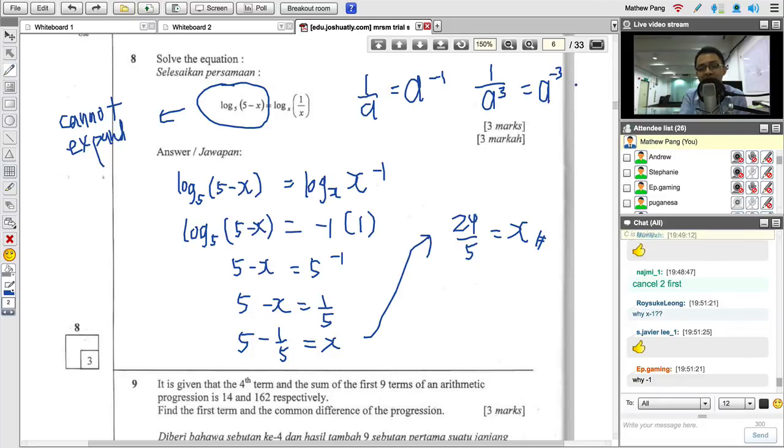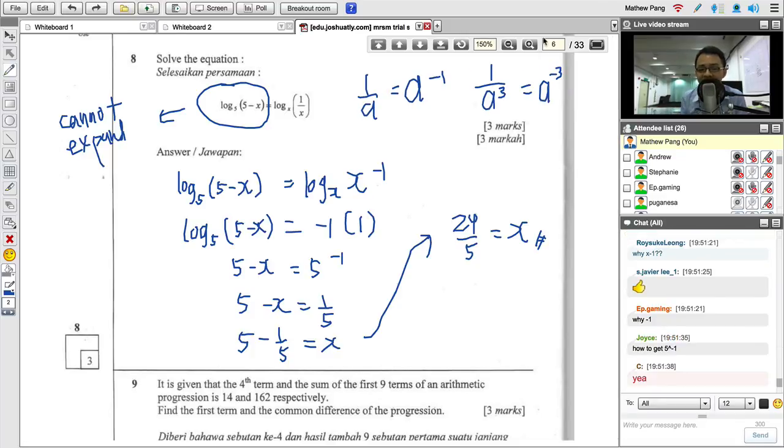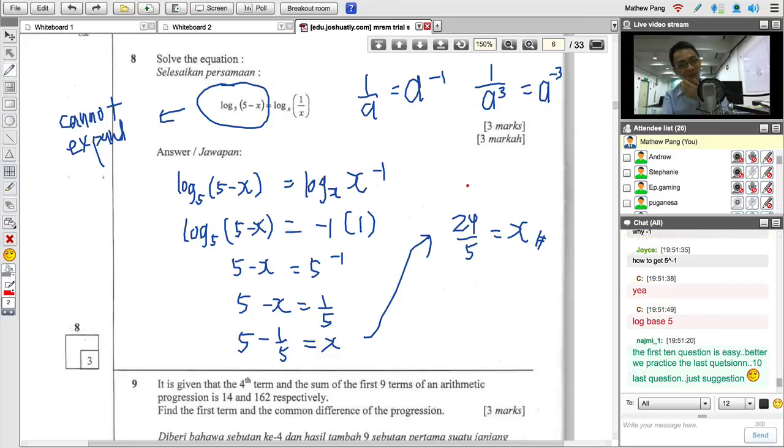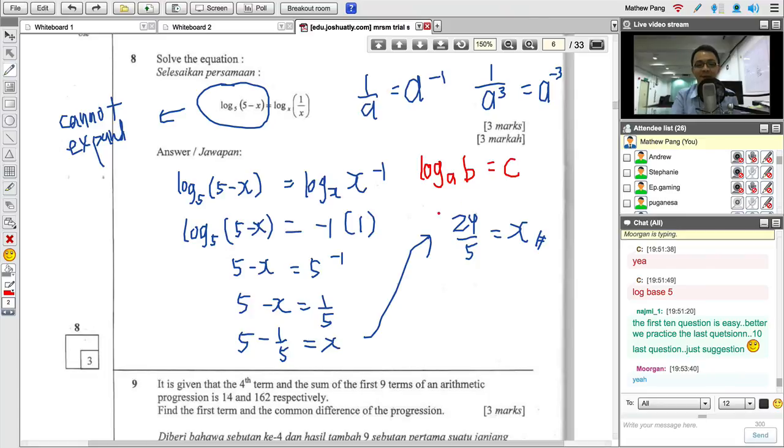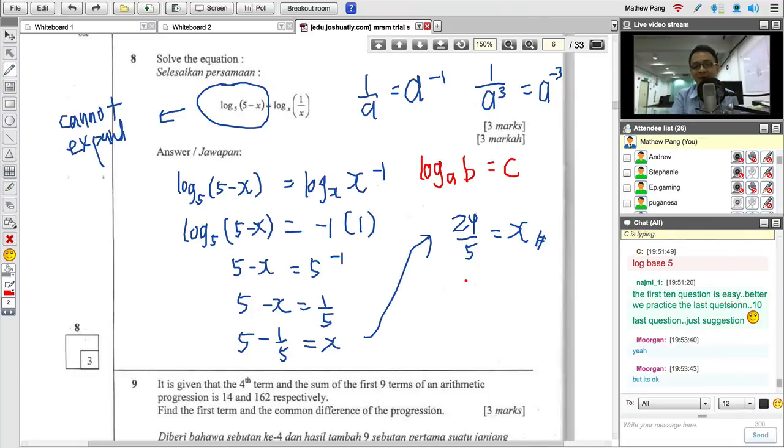This is the simple rule of indices. How to get 5 power of negative 1? Maybe I need to teach some basics about log. Have a look here. If we have log_A B equals C, I move the log A to that side and I will get B equals A power of C. The log base over here moves to the other side and becomes the number, and the number over here becomes the power.